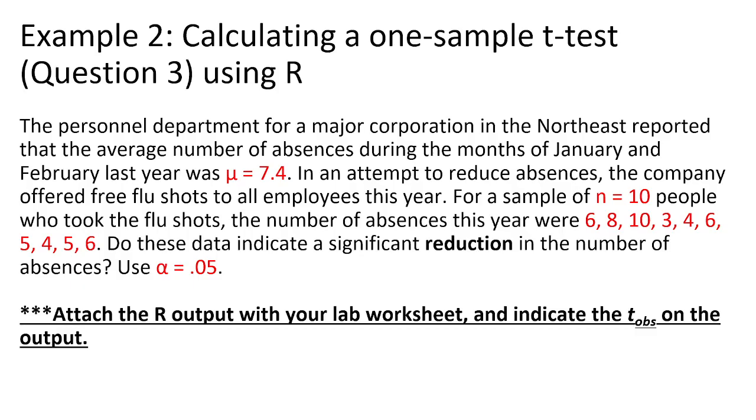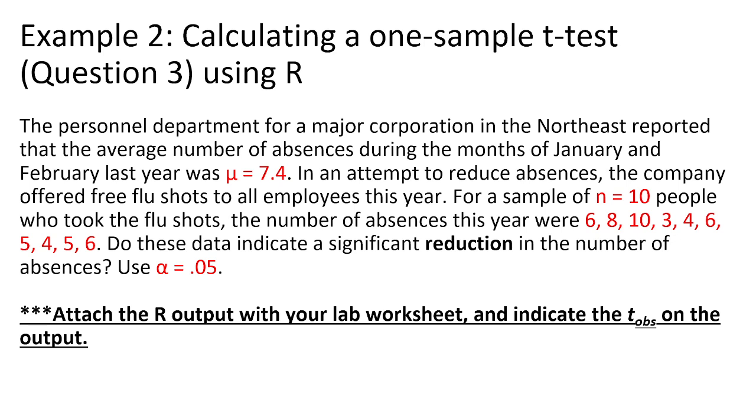Okay, this is our second example. So now we're going to use R to calculate a one sample t-test. And I'll just go ahead and read it again. A personnel department for a major corporation in the Northeast reported that the average number of absences during the month of January and February last year was 7.4.